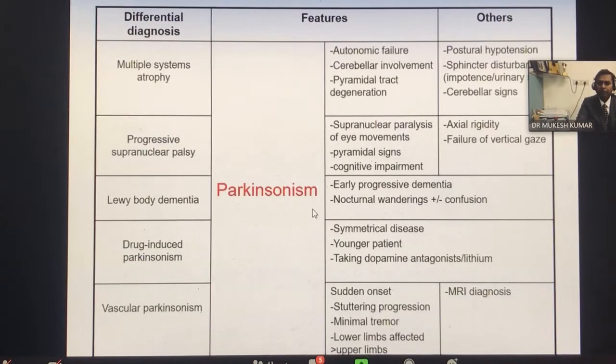So what are the other Parkinson's? The secondary Parkinson's, which have less rapid progression and deterioration within 2 to 6 years. Multiple system atrophy: autonomic failure, cerebral involvement, or pyramidal tract degeneration. Progressive supranuclear palsy: paralysis of eye movement, pyramidal signs, cognitive impairment. Lewy body dementia: early progressive dementia, nocturnal wandering. Drug-induced Parkinson's: symmetrical disease, younger patients, taking dopamine antagonists. Vascular Parkinson's is usually sudden onset, static progression, minimal tremor, with lower limbs affected more than upper limbs.